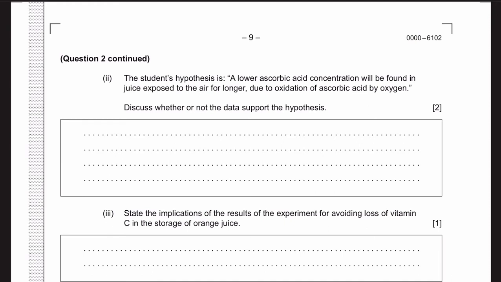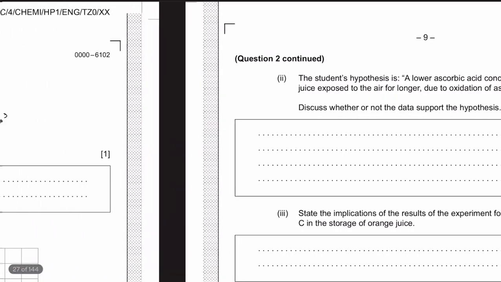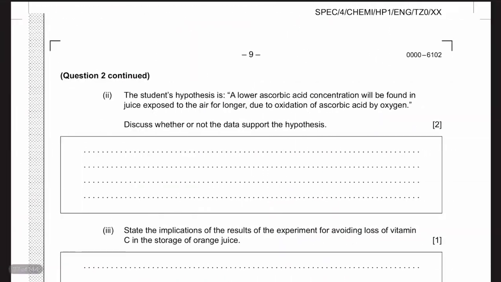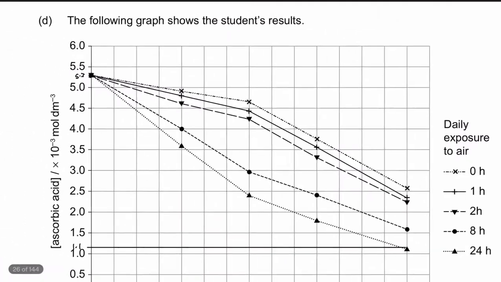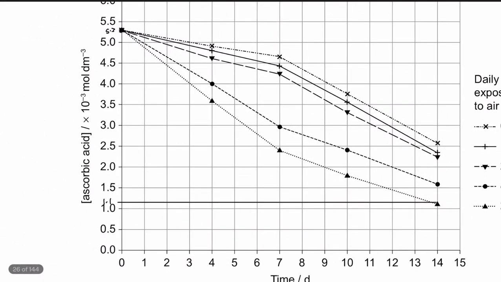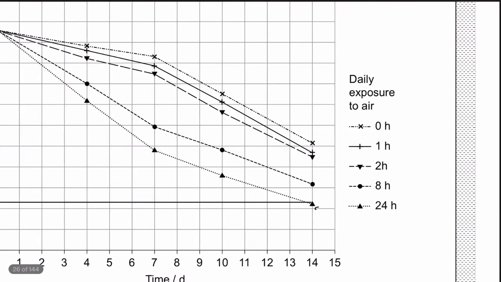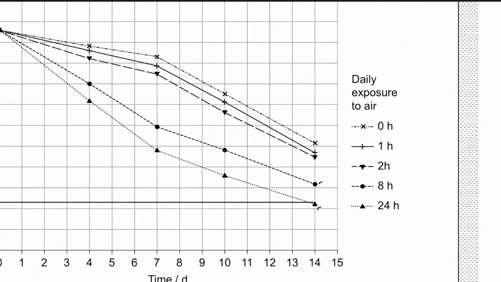The students' hypothesis: a lower ascorbic acid concentration will be found in juice exposed to the air for longer due to oxidation of ascorbic acid by oxygen. Discuss whether or not the data supports the hypothesis. Okay, so the juice exposed for 24 hours has a large decrease in ascorbic acid concentration, it has the lowest, and it looks proportional. So 8 hours is higher, 2 hours is higher than that, 1 hour higher, and the highest is 0 hours.